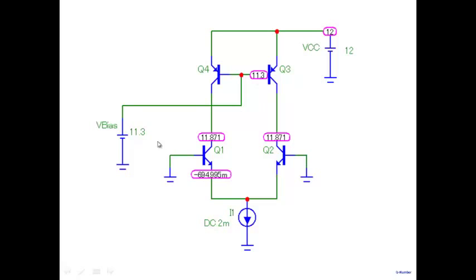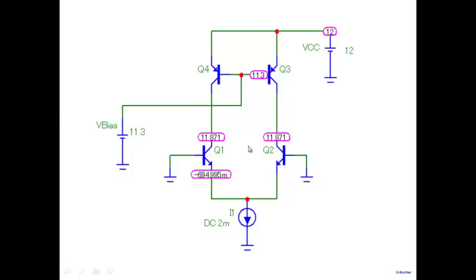So, I arbitrarily assumed that the drops are going to be 0.7, so I applied 11.3 so that the drop is 0.7 here, but we find that both these nodes have gone to a very high value, 11.87 here, and the transistors are in saturation region. And if Q4 and Q3 are in saturation region, then this particular transistor is not going to amplify.